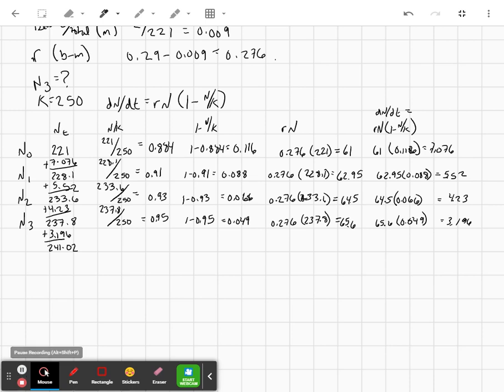So if I do the math for the rest of the table, we're going to end up with 241 for the third generation.